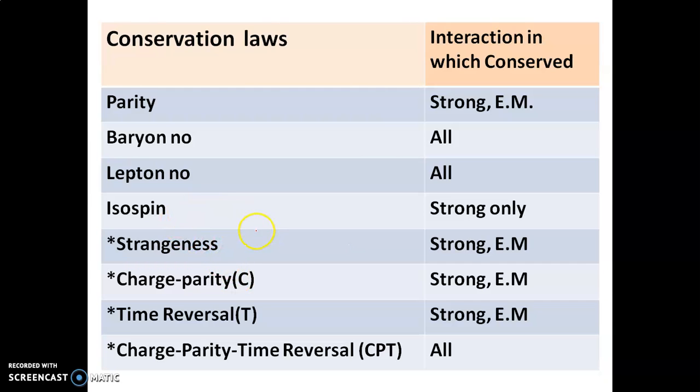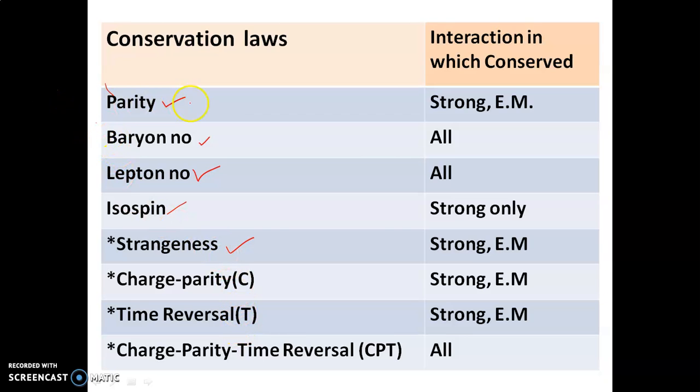You see, this chart is also very important. Look at this parity. We have learned about parity slightly in our first unit. Every particle has got a parity associated with it. So parity is conserved in strong and electromagnetic interactions. Now what is baryon number? That is something we have to see. What is lepton number? Isospin we had already seen. Strangeness we know. Charge and time reversal and all this we don't know.